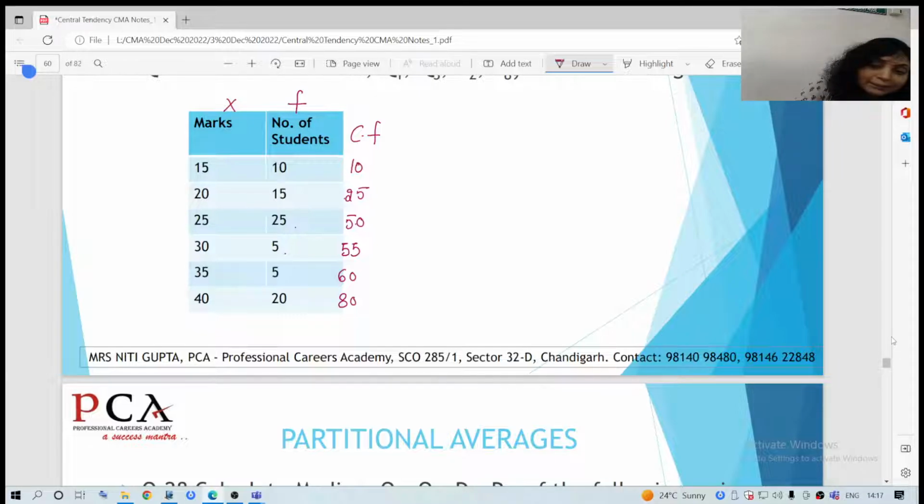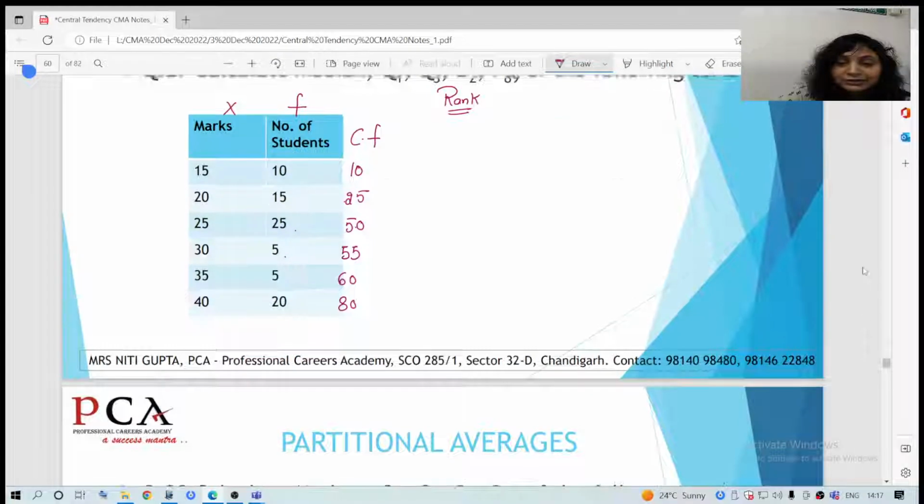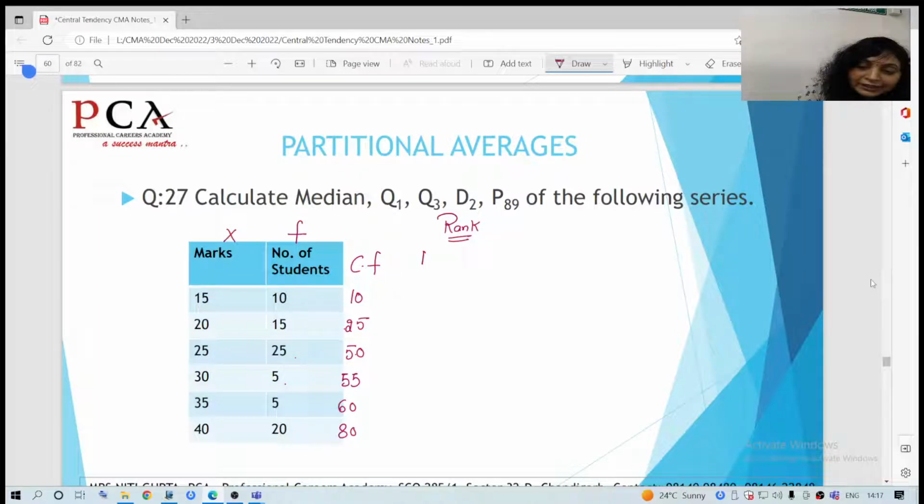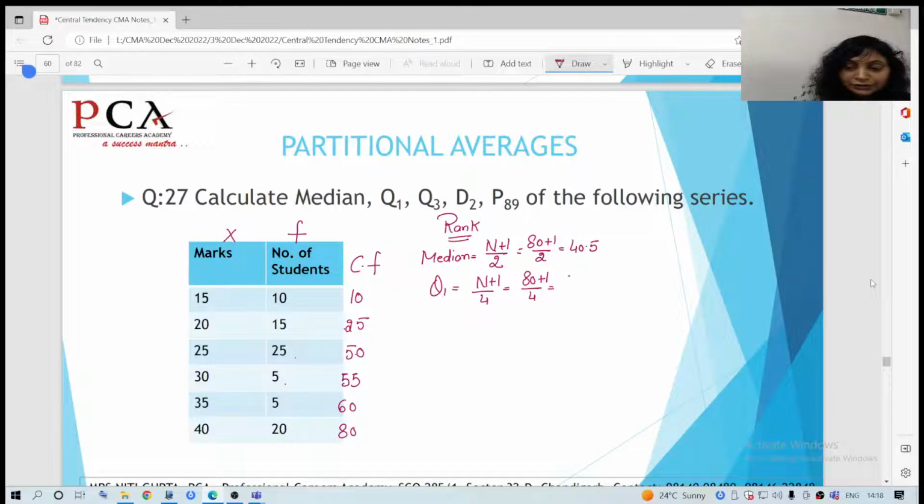Now third step is we have to find out the rank. Whatever partitional averages we have to solve, let's see, we have to find median. So rank of median is (n+1)/2. Here n is the sum of frequency, total frequency. So this is (80+1)/2, that becomes 40.5. Q1 is equal to (n+1)/4. So (80+1)/4, this will be 20.25.